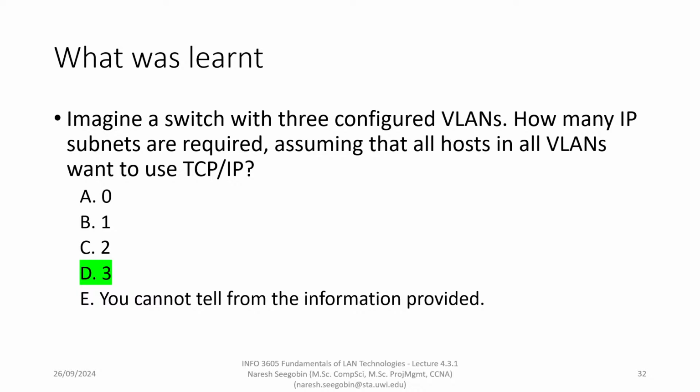It's obvious because each subnet is its own broadcast domain, basically the subnet will match the broadcast domain. So there are 3 VLANs, there are 3 broadcast domains, and each broadcast domain must have its own IP subnet. So you could work it back that way. 3 configured VLANs, that's 3 broadcast domains. Each broadcast domain must have its own IP subnet.